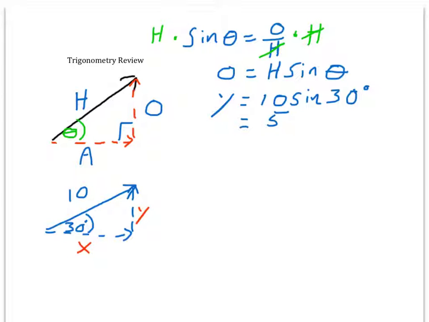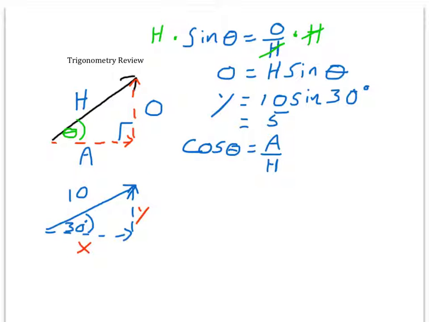Now to find the other side, if you wanted to find the adjacent side, x, what would you use? Think about it. Well, it's adjacent, so I would use cosine. So the cosine of the angle equals adjacent divided by hypotenuse.